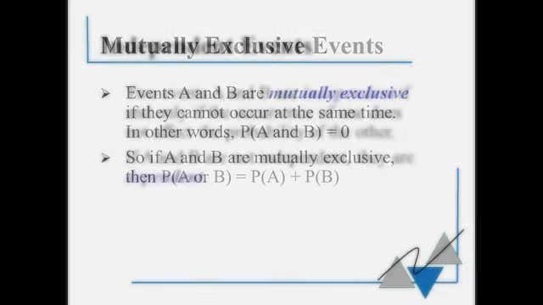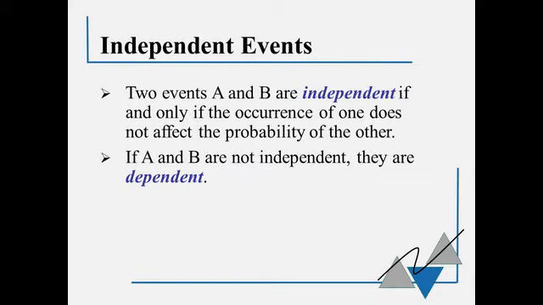Another definition that is not the same thing as mutually exclusive is called independence. Two events, A and B, are independent if the occurrence of one doesn't affect the probability of the other. And if they're not independent, we would say that they're dependent.